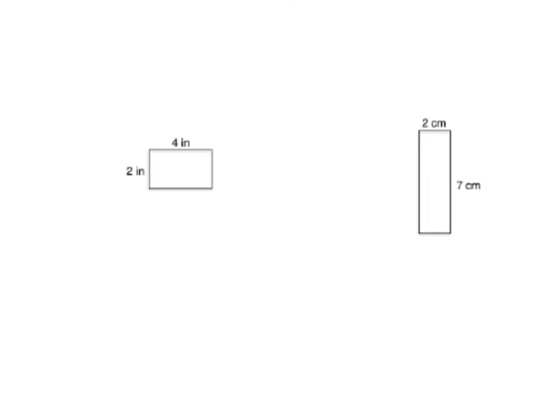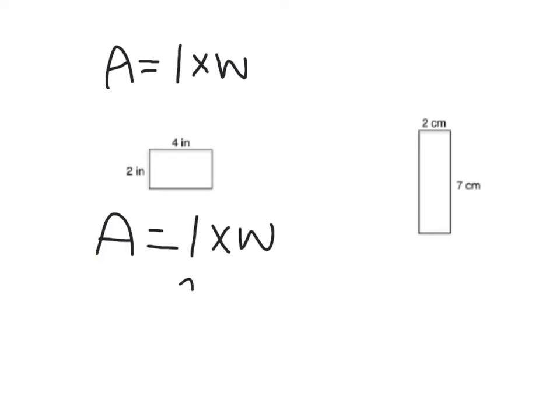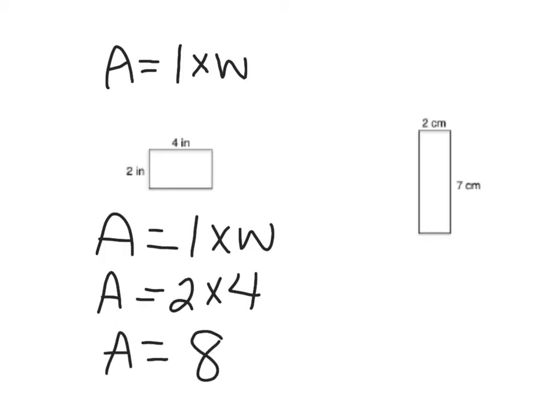Before we start with volume, let's review area. We need to remember that the formula for area is length times width. So area equals length times width. If we're going to find the area of this first rectangle, area equals length times width, which is 2 times 4. So the area equals 8, and because it's inches, it's going to be inches squared. This is pretty simple to remember because we multiplied two numbers, the length times the width, to get the inches squared.